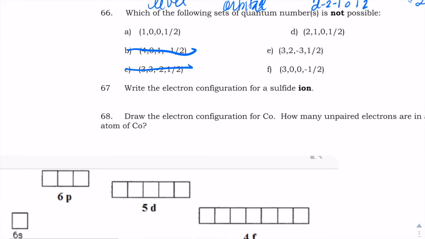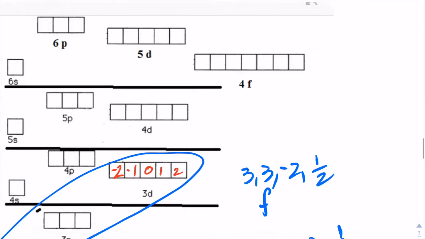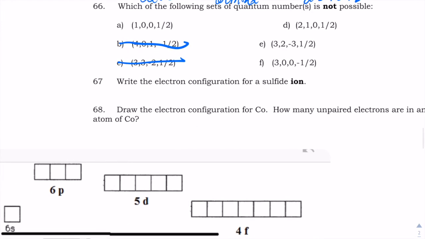The next one, 3, 2, -3, and +1/2. Third level, L equals 0 is S, L equals 1 is P, L equals 2 is D. But we would not have a -3 room. We would only go to -2. So this guy cannot exist.